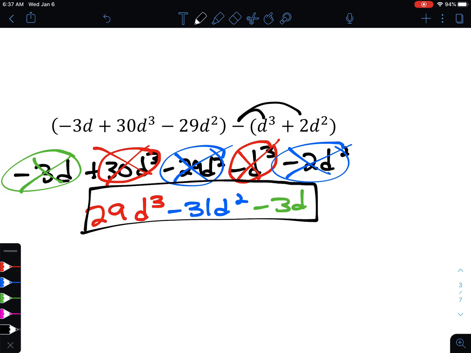Now, just like our last few examples, it does have d to the power of 3, so this is still cubic. However, this one only has 3 terms, so this is an example of a cubic trinomial.